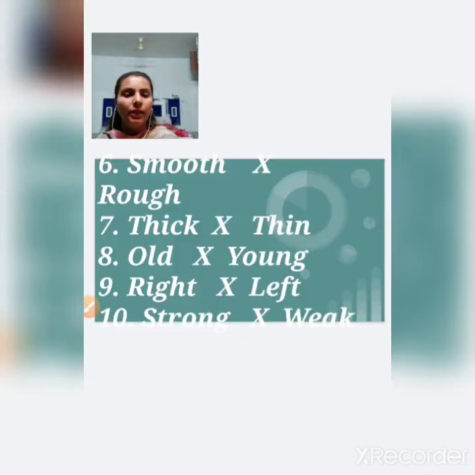Now see the next one. First I'll tell you, then you repeat it with me. Okay, first is S-M-O-O-T-H, smooth. The opposite of smooth is R-O-U-G-H, rough. Now repeat it with me. S-M-O-O-T-H, smooth, and opposite is R-O-U-G-H, rough. Next is T-H-I-C-K, thick, and the opposite of thick is T-H-I-N, thin.